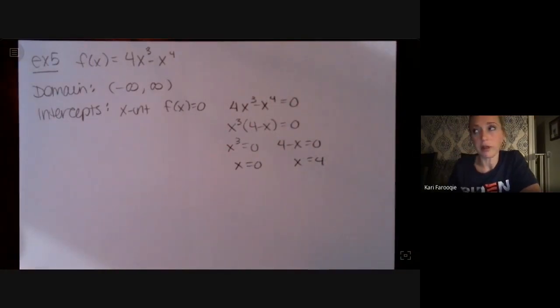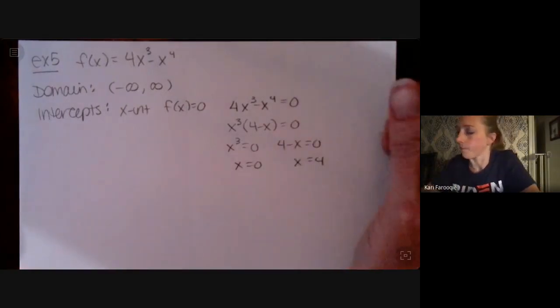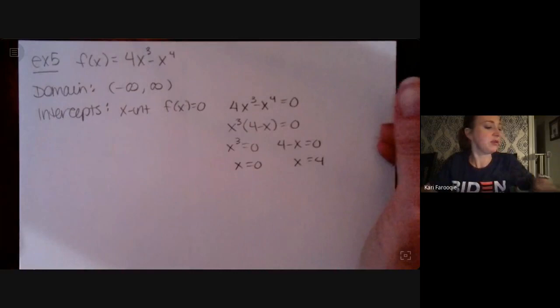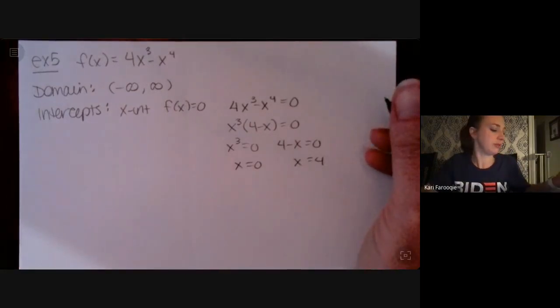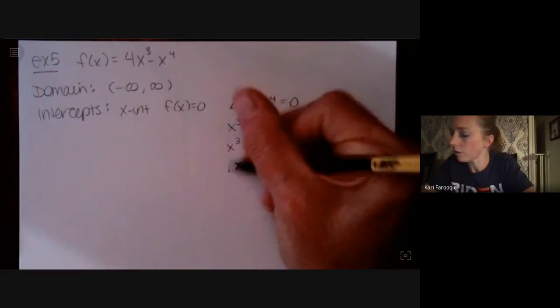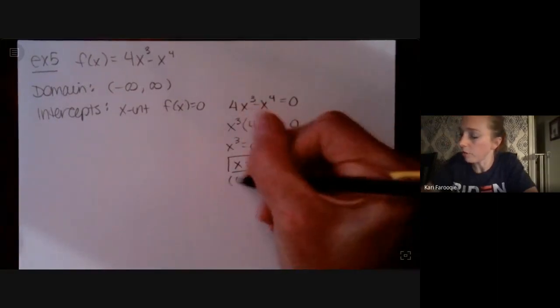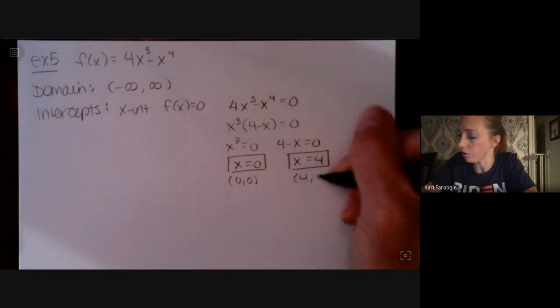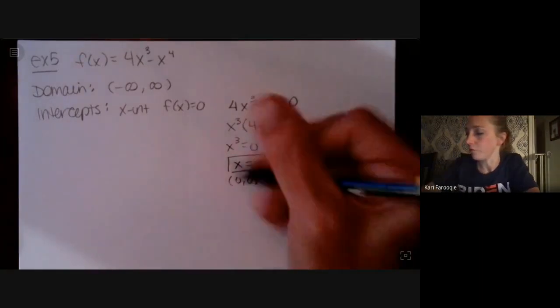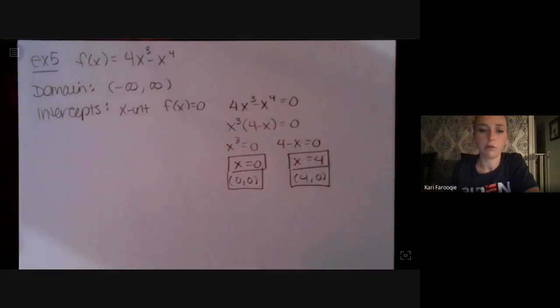You have 2 x-intercepts. A lot of times with these polynomials, you will have multiple x-intercepts. Not always, but a lot of times you will. And you know what? I'm going to bring you back to this later on when we're talking about graphing these intercepts, to remind you of some algebraic properties. Oh, and by the way, in intercept form, these would be (0, 0) and (4, 0). So those are the points you're going to plot when you graph your function.